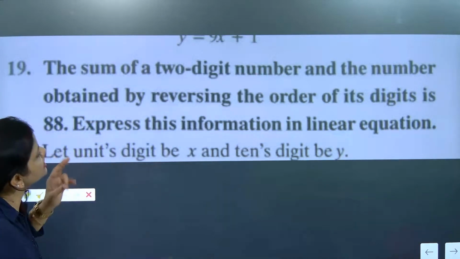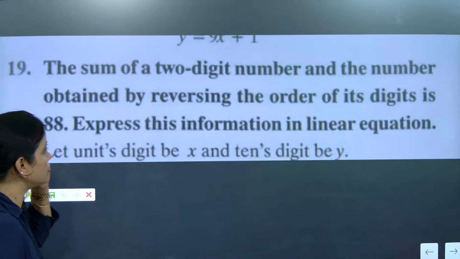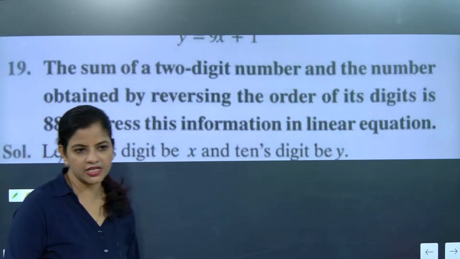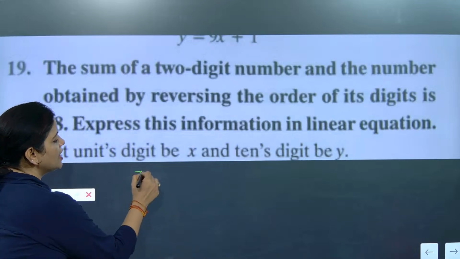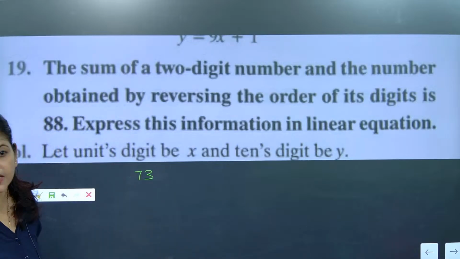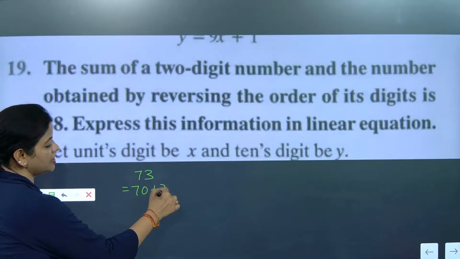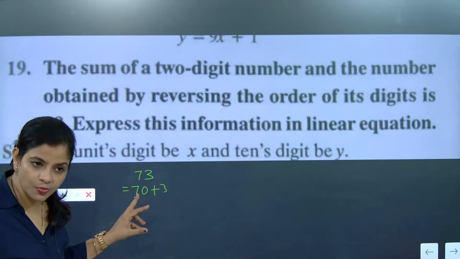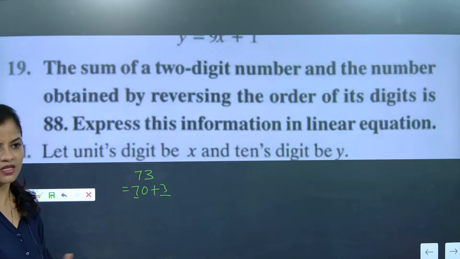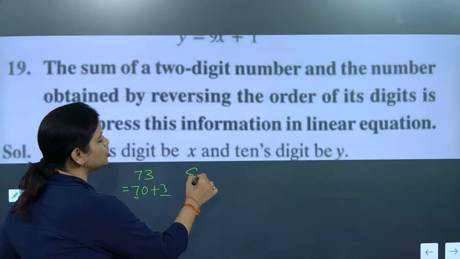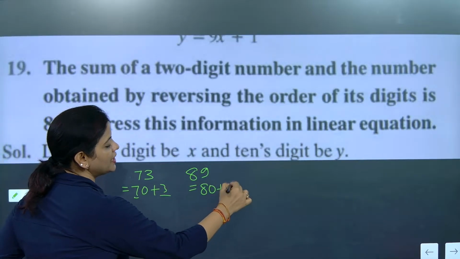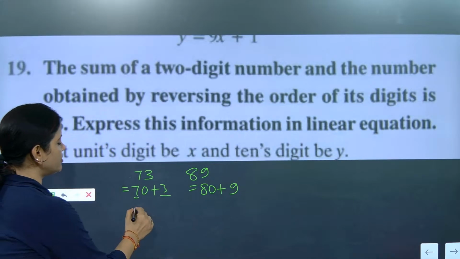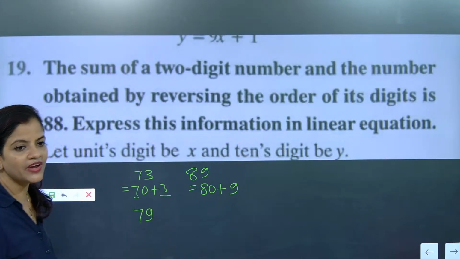The sum of a 2-digit number and the number obtained by reversing the order of the digits is 88. First, to understand, 2-digit numbers are there. How to represent a 2-digit number, beta? Take 73. How to write 73? 70 plus 3. So 7 is in the tens place and 3 is in the unit place. Correct? If somebody asks you 89, what can you write it as? 80 plus 9. Understood? So now if someone writes 79, 70 plus 9.